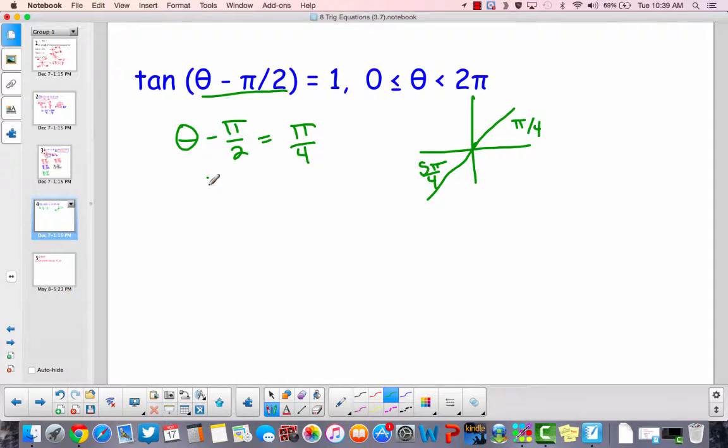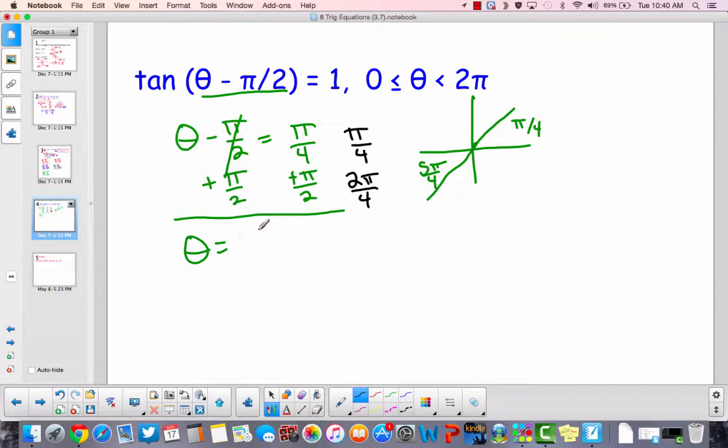So I'm going to solve this for theta. I'm going to add pi over 2 to both sides. And I get theta equals, if you need to, make these common denominators. So this would be pi over 4, and this would be 2 pi over 4. So if we put this in here, we get 3 pi over 4. We'll check. Theta minus pi over 2. So 3 pi over 4 minus pi over 2. 3/4 minus 1/2. Is that 1/4? Yes. And is the tangent of pi over 4 1? Yes. So this would be one of our choices. Don't forget we've got to check this one over here too.